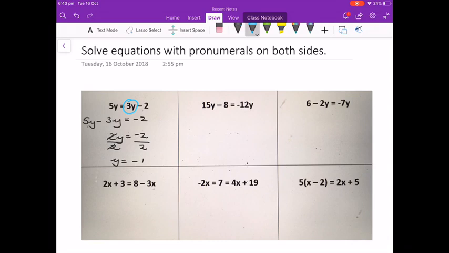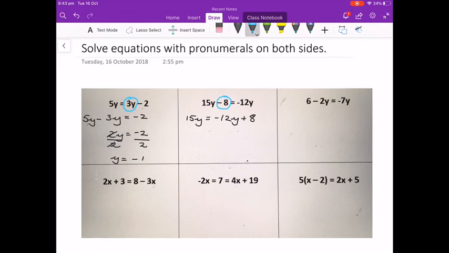The next question says 15y take 8 equals negative 12. So this time I'm going to start with the number and take that over to the right hand side. So it'll be 15y take 12y plus 8. Remember, it becomes the opposite.